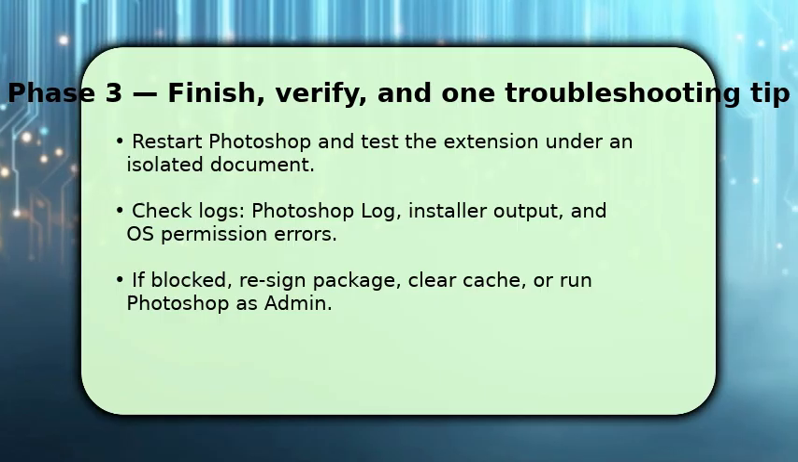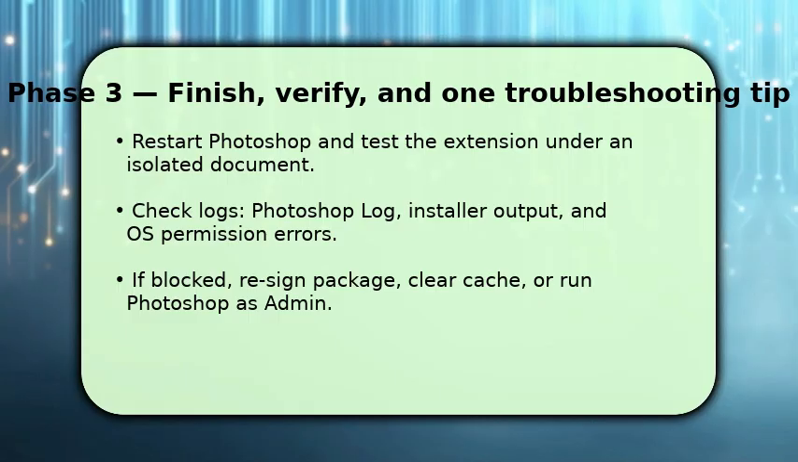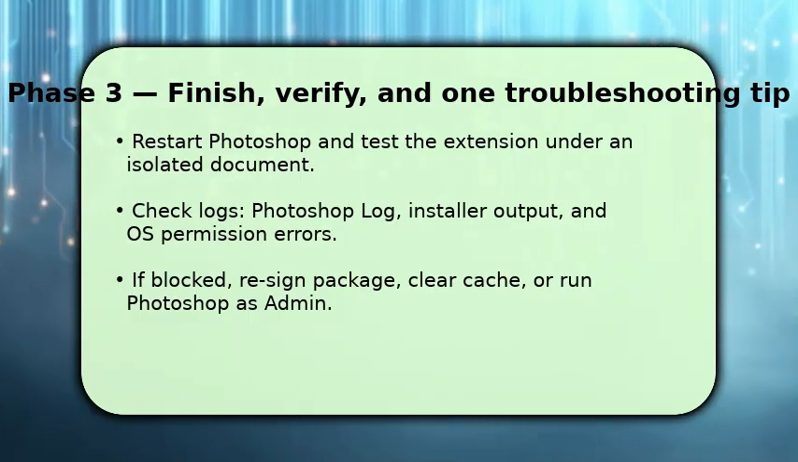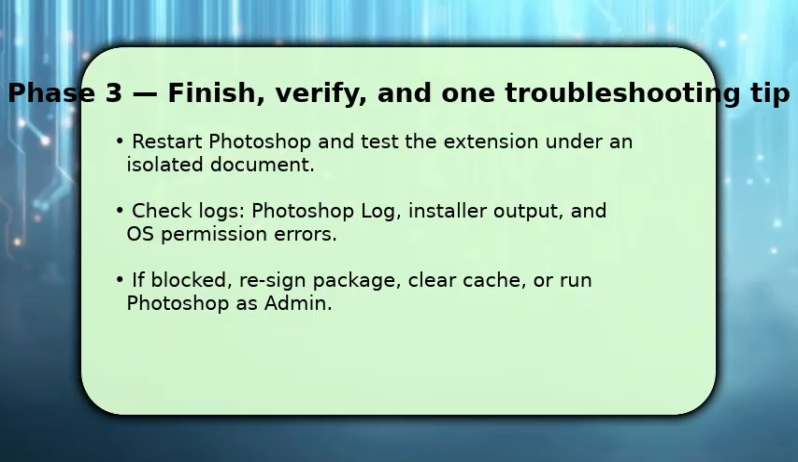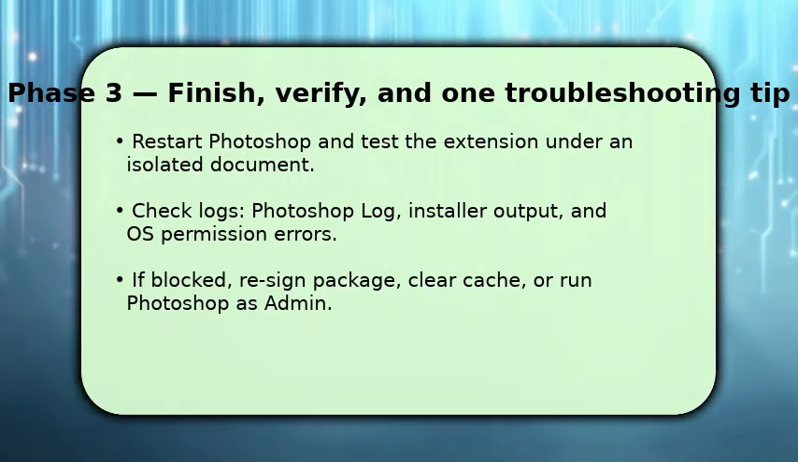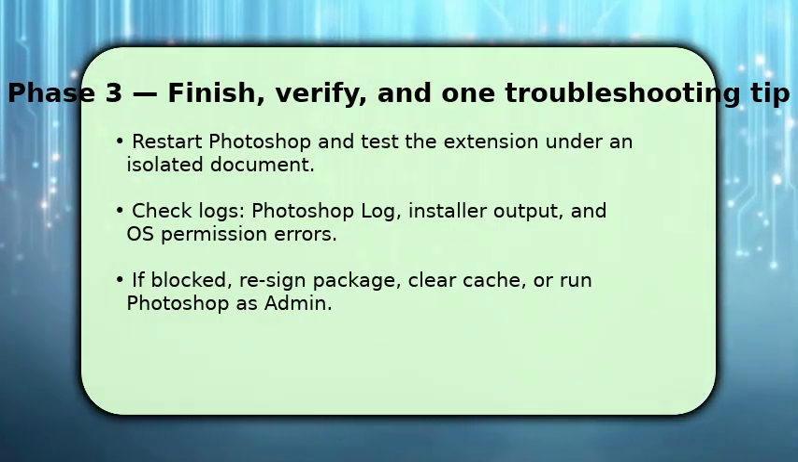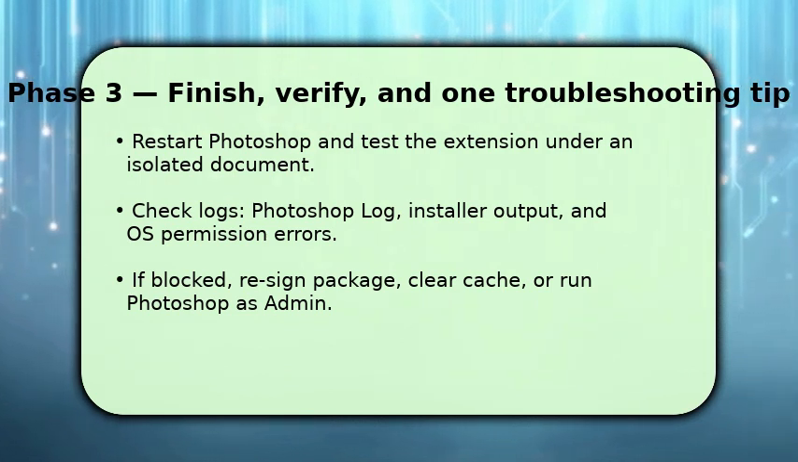If the extension still fails, examine the Photoshop log and the installer output for missing dependencies or permission denials, because those messages point directly to the root cause. As one key troubleshooting move, re-sign the extension or clear Photoshop's plugin cache and run the app as administrator. If that fails, reinstall Photoshop's plugin modules. These actions resolve most remaining loading errors.